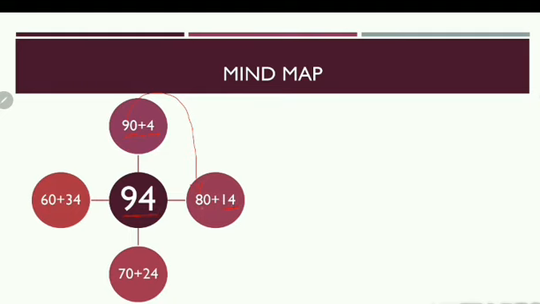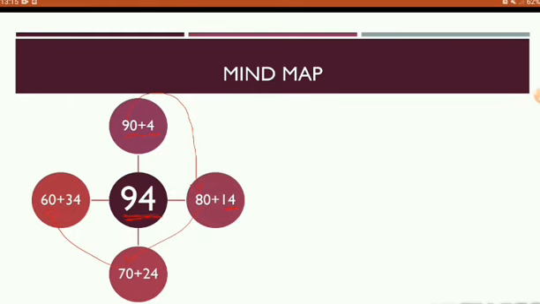So if we are adding these numbers at the end, what is our sum? Our sum is always 94. This is how we make a mind map. Okay, so now let's see it with another example.